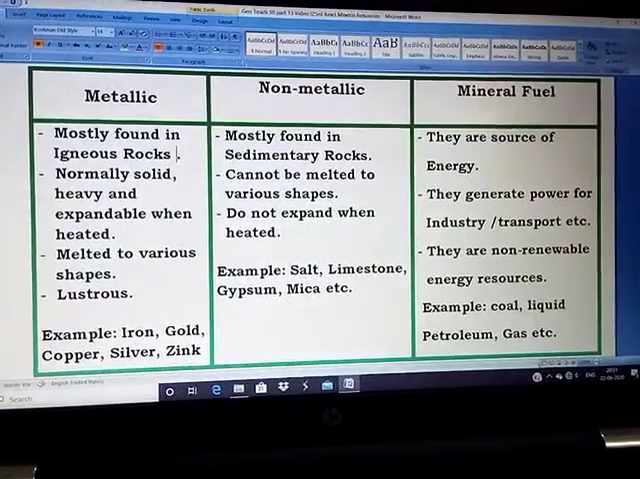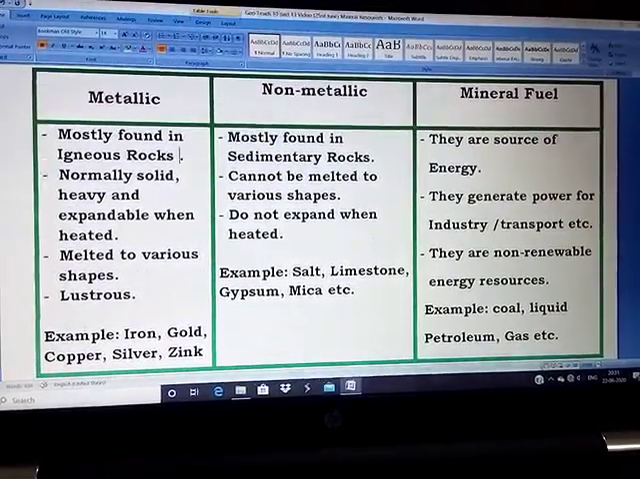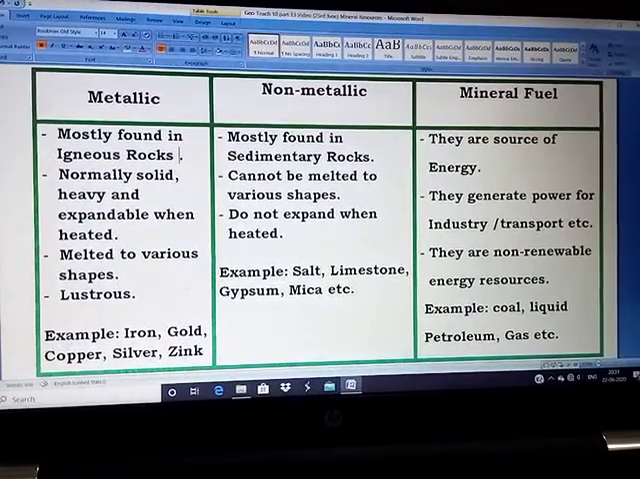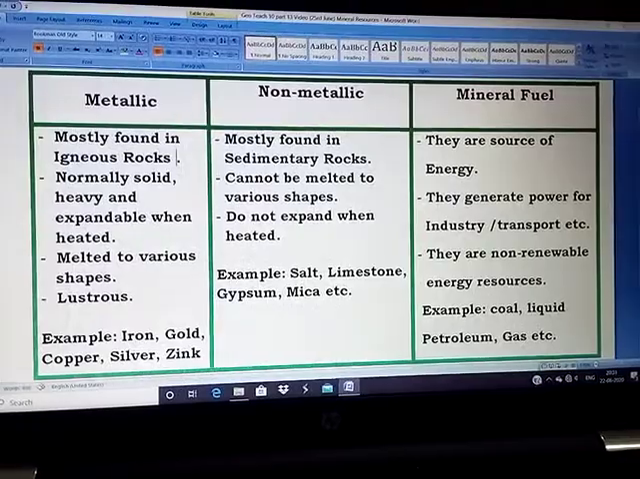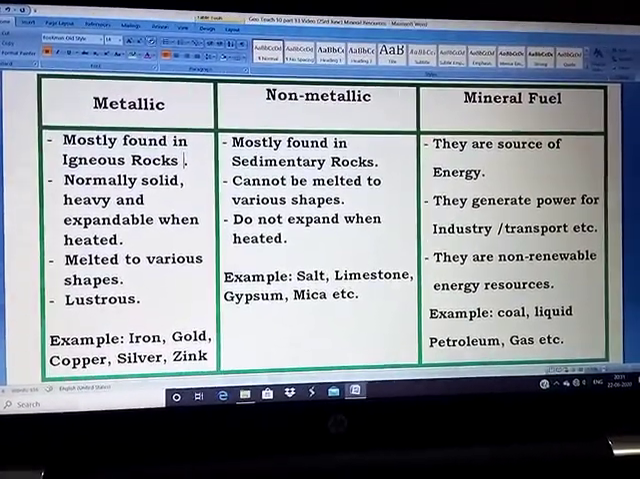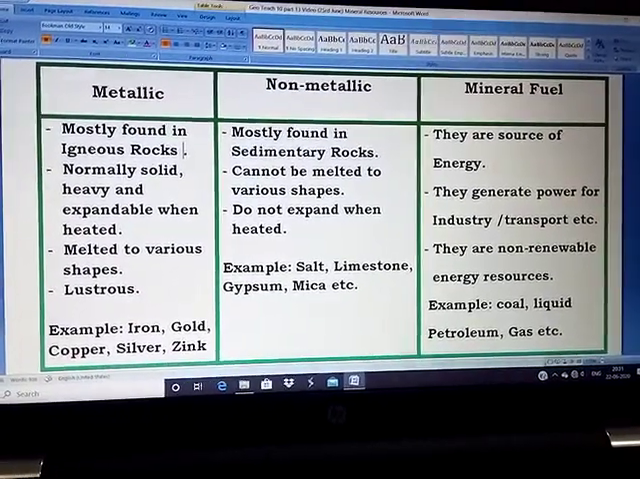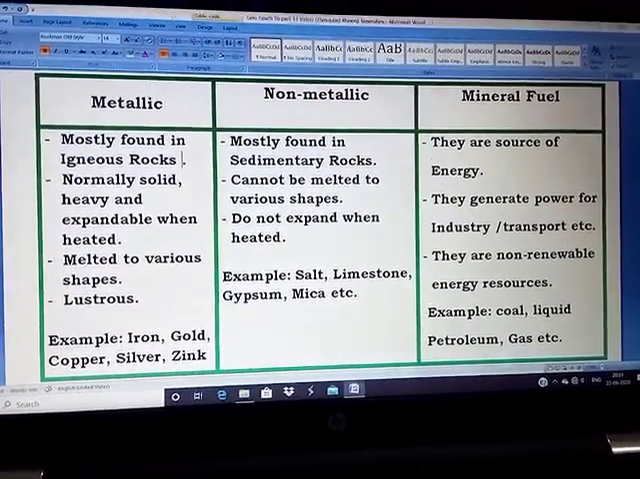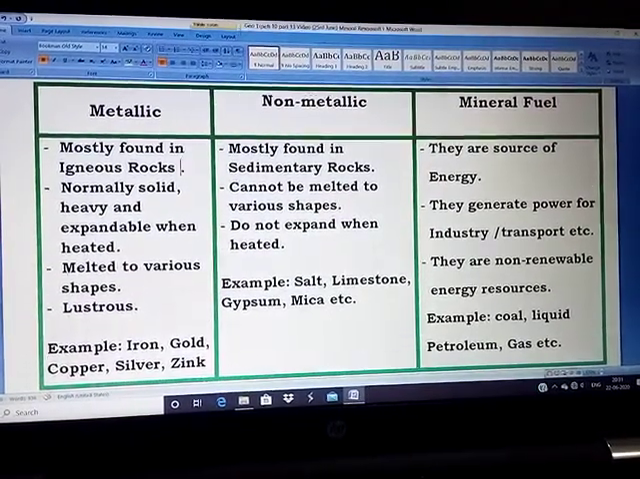Non-metallic, compared to the metallic. Most of these non-metallic minerals are found in the sedimentary rocks, between the layers of sedimentary rocks. They cannot be melted into various shapes. They do not expand when heated. Some of the important non-metallic minerals are salt, limestone, gypsum, mica, etc.